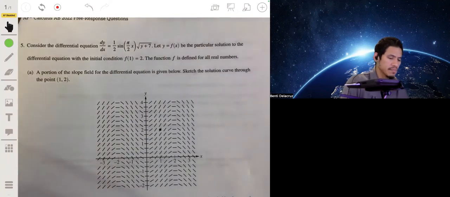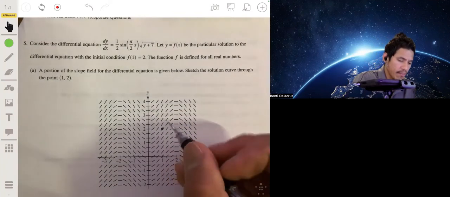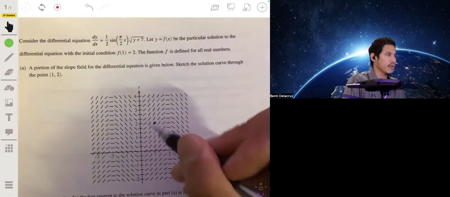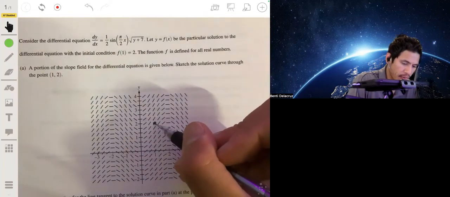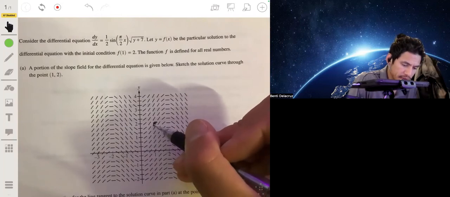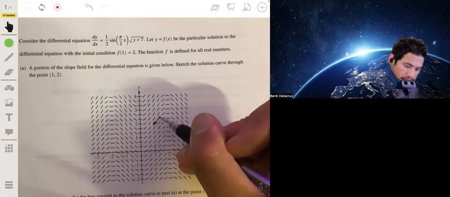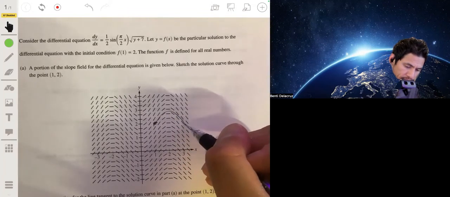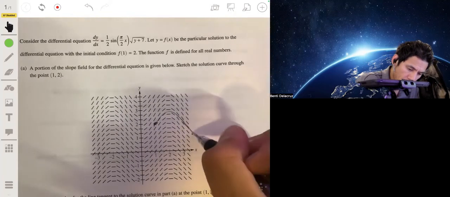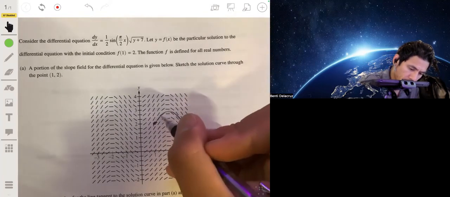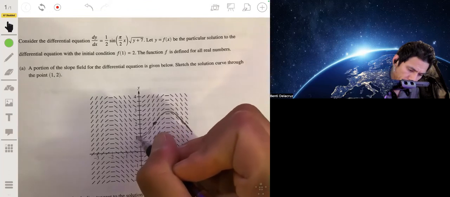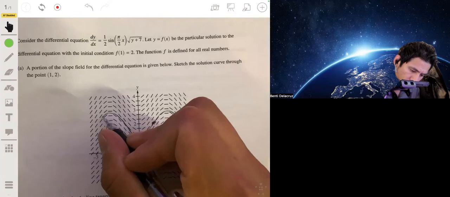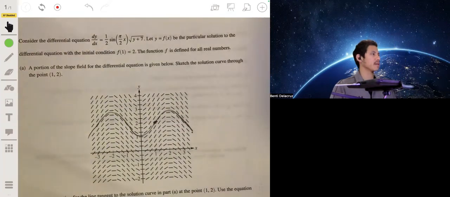Part A. Just think of it like waves, or just go with the flow of the lines. The point (1, 2) is here, so just do your best to follow the path along these slopes. These little line segments are probably something like this. You go like this and flatten out, so something like that, I would say.